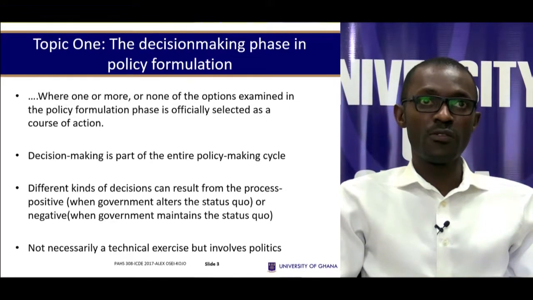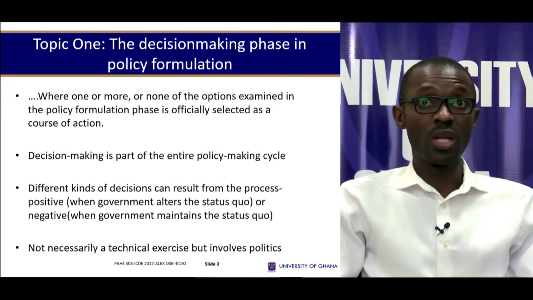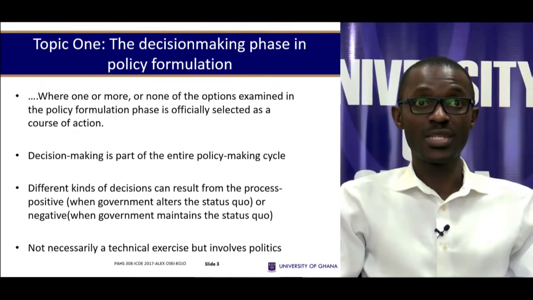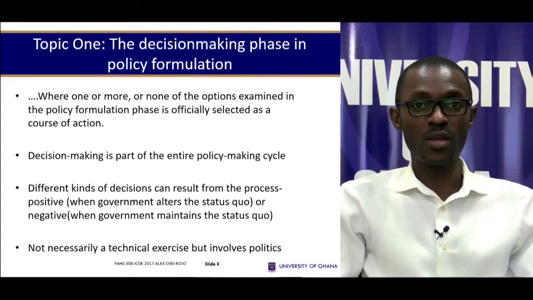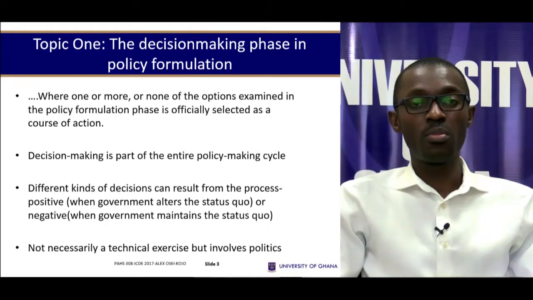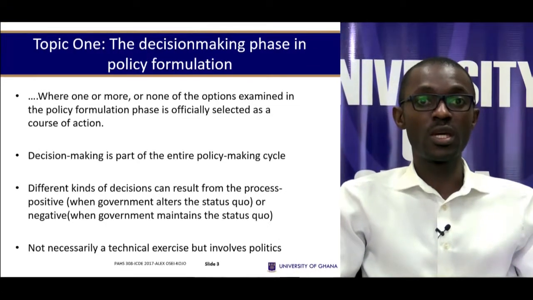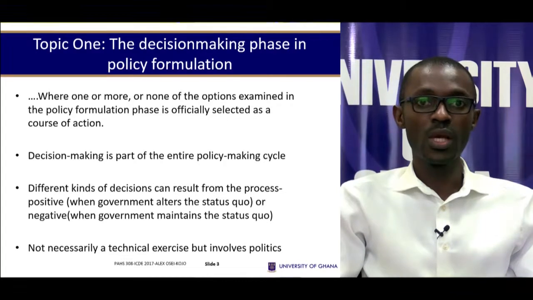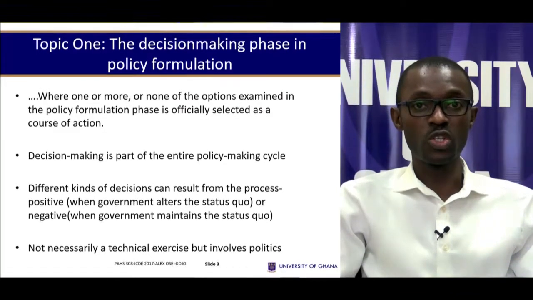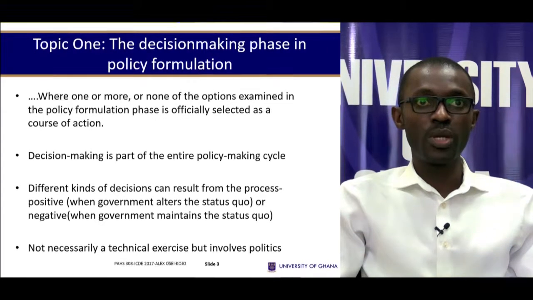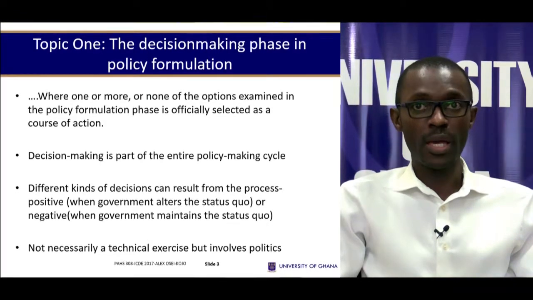The decision-making phase is where one or more or none of the options examined in the policy formulation phase is officially selected as a course of action. As I mentioned to you earlier, what the policy formulation does is to present a number of proposals. And out of these proposals, a decision is made to select one or more of these proposals to deal with the problem. Decision-making is part of the entire policy-making cycle.